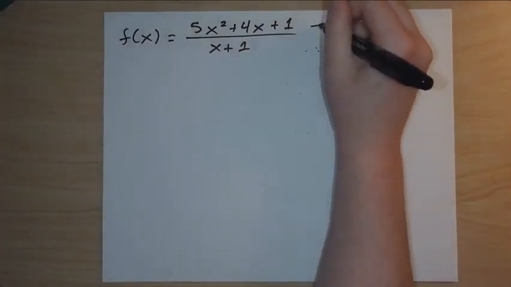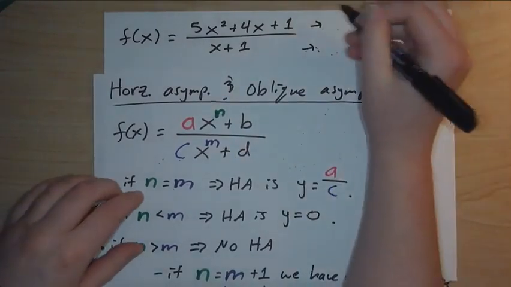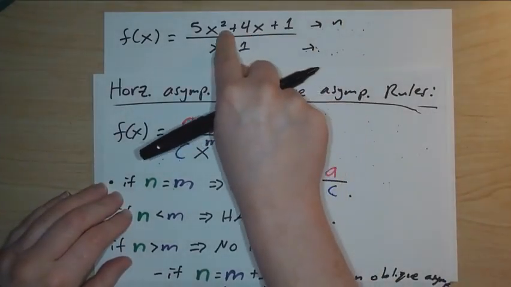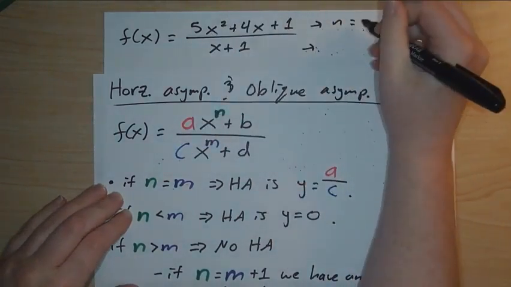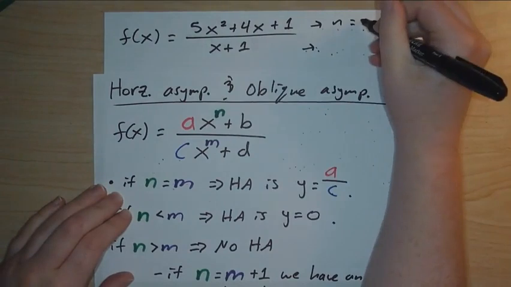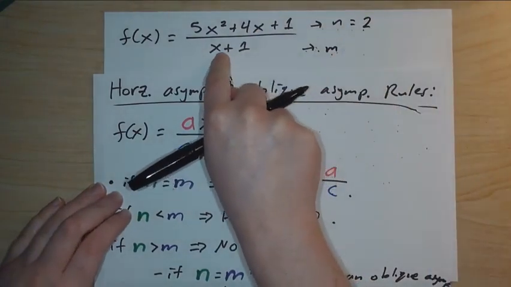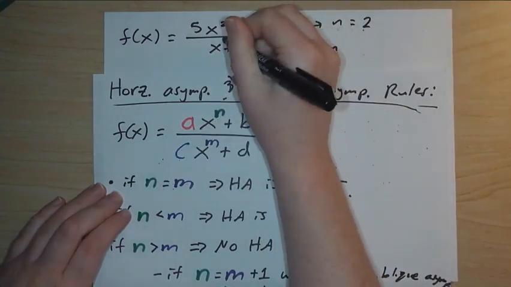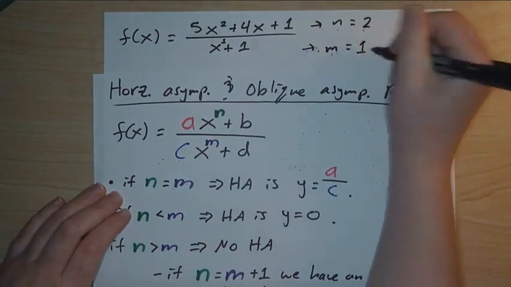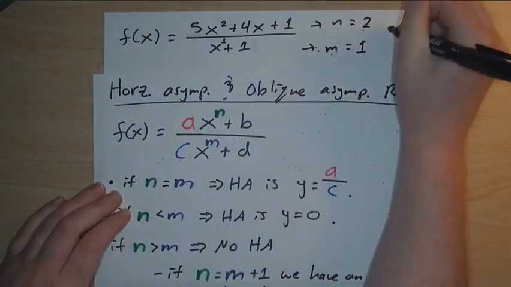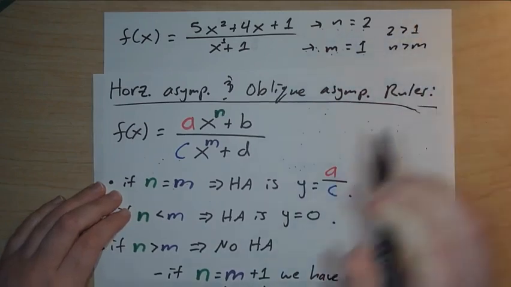So our degree here, our n on the top, the biggest x is 2. We have x squared, that's the biggest exponent of our x. So this is degree 2, our n is 2. On the bottom we have the biggest x is just x to the 1, like that. So our m is 1. And we see that 2 is greater than 1, so our n is greater than m.